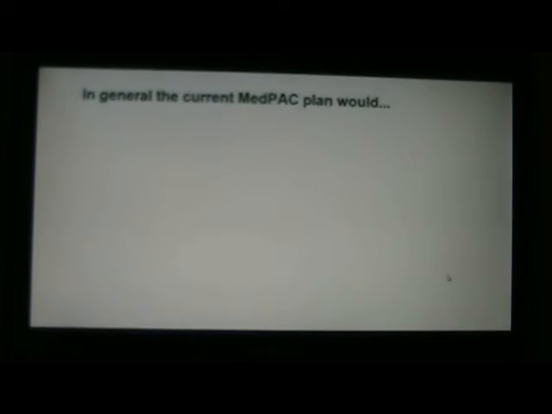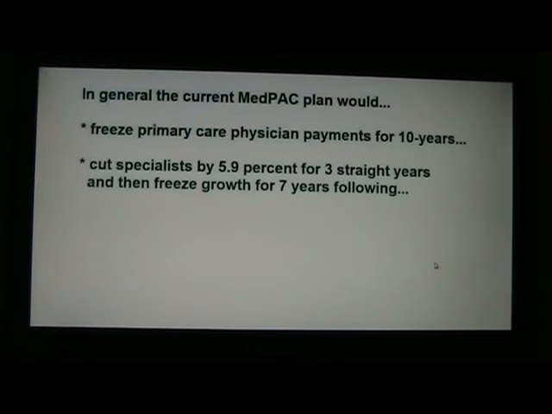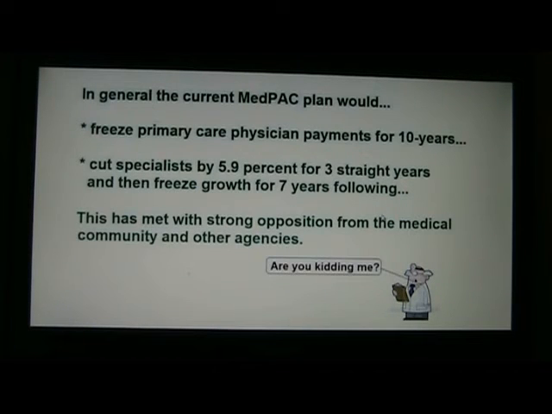In general, the current MedPAC plan would freeze primary care physicians' payments over 10 years. They would cut specialties by 5.9% for 3 straight years and then freeze the growth for 7 years following. This is met with strong opposition from the medical community and other agencies. And the little doctor here says, "Are you kidding me?"